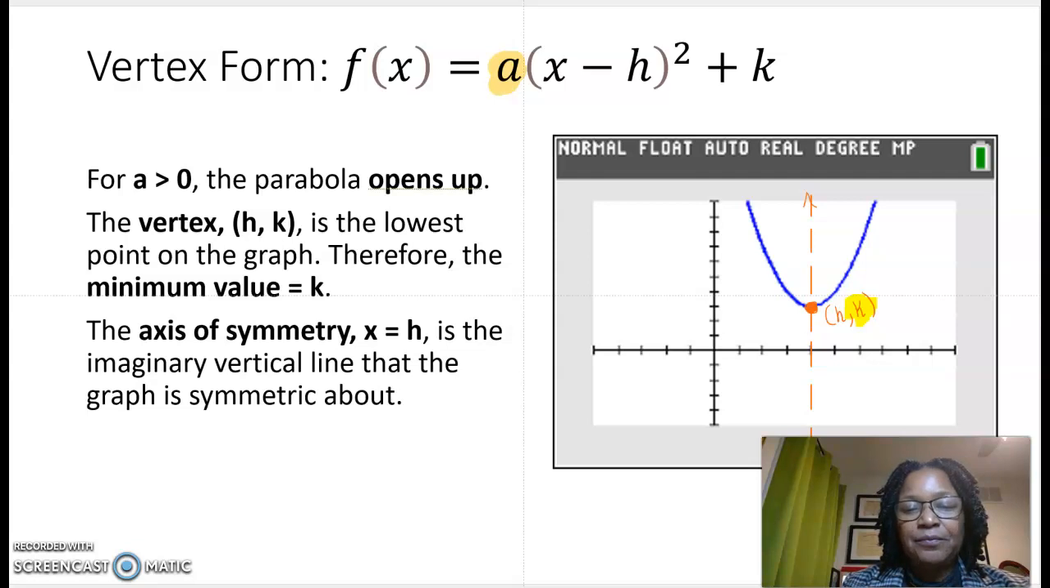which is k. We also have an axis of symmetry, which is the imaginary line that the graph is symmetric about, and that axis of symmetry is x equals h. So here's an example so that you can see the axis of symmetry. Here it is, the imaginary vertical line that the graph is symmetric about.